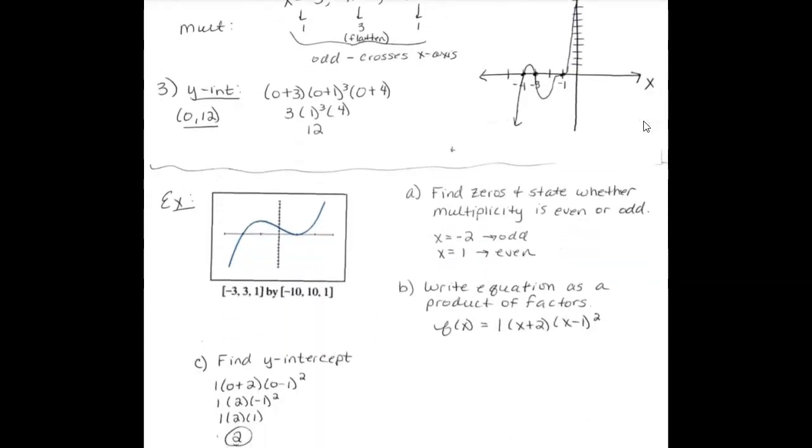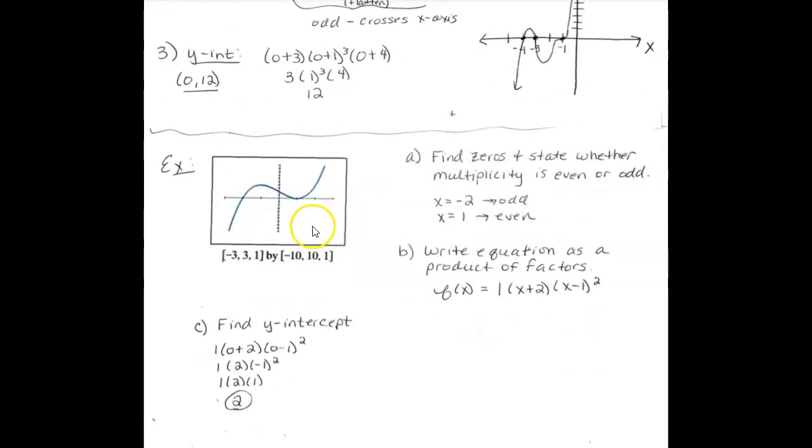All right, our last one here is working backwards. They give us a graph, and they are asking us to first find the zeros and decide if the multiplicity is even or odd. So remember, zeros means just look for the x-intercepts. So I have an x-intercept at -2, and then another one at 1.